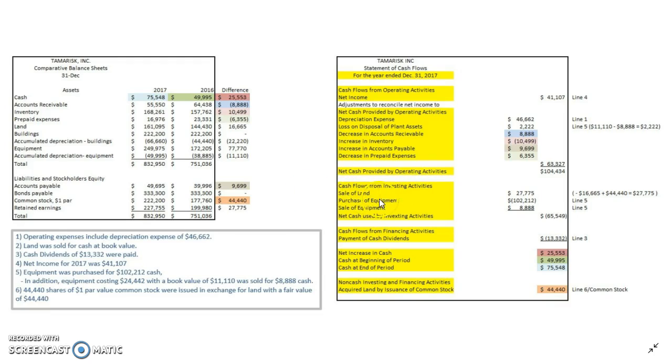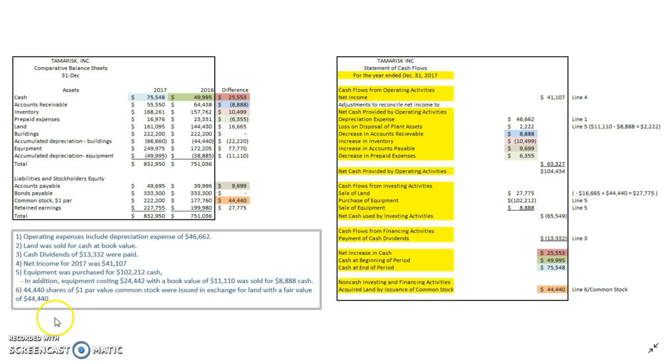The next part, we have to look at cash flows from investing activities. Investing activities include things like land and equipment. So we have to check for the sale of land. Now this was tricky for me, but what we can see here is if we look at our land, it went up $16,665. That means we bought $16,665 of the land here. Since we bought that amount, it's money that's coming out. So that means we spent $16,665.